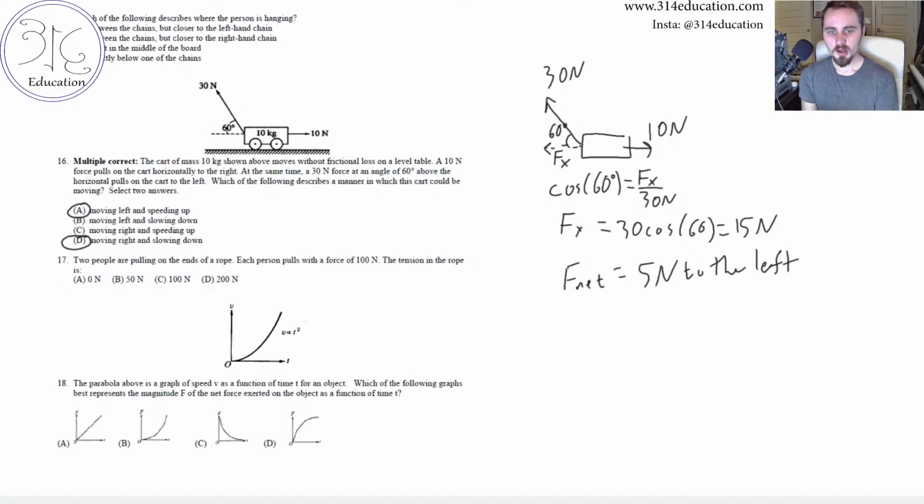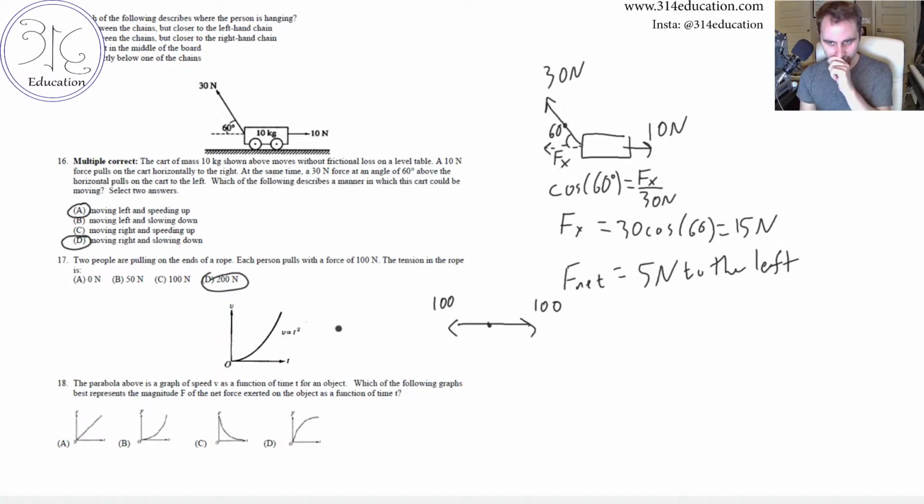Good, good. We've got two people pulling on the ends of a rope. Each person pulls with a force of 100 newtons. For the tension in the rope, if we've got a rope here, someone's pulling it this way with 100 newtons, and someone's pulling it this way with another 100 newtons. The rope is being stretched by 200 newtons. Yeah, just adding them together.